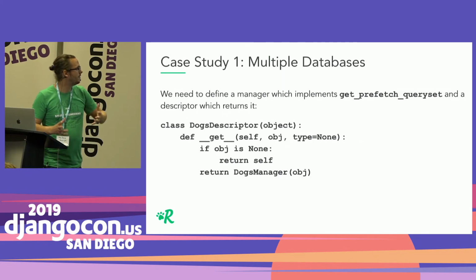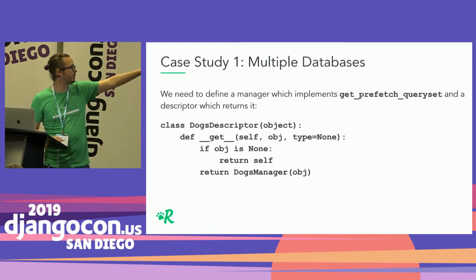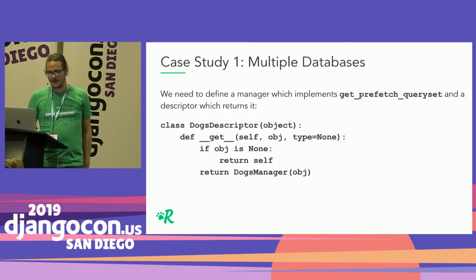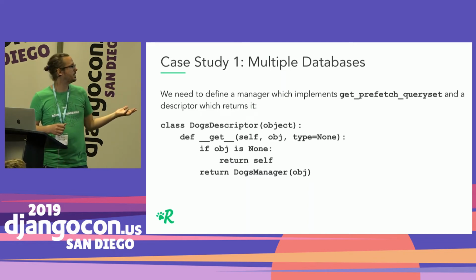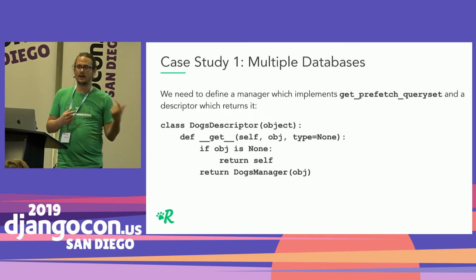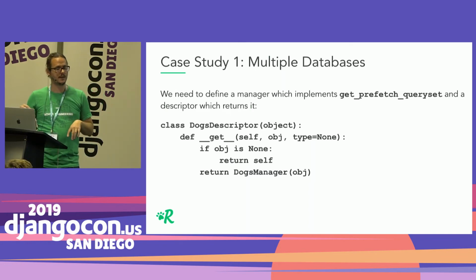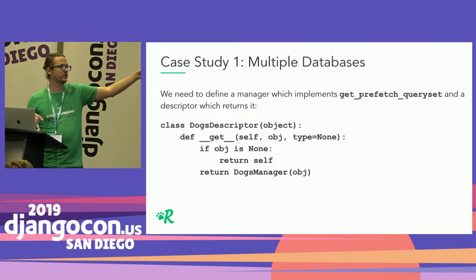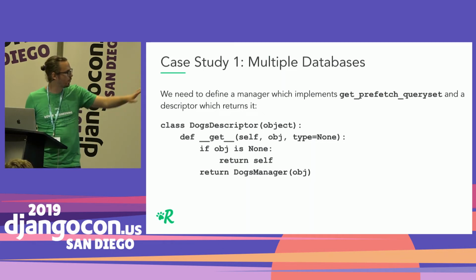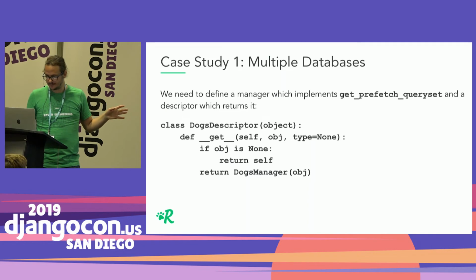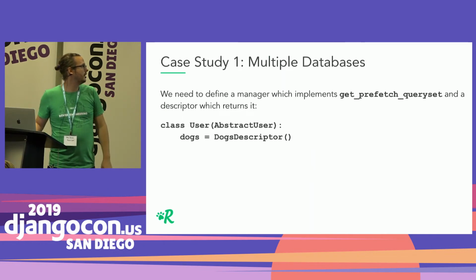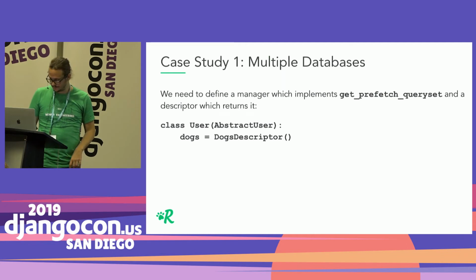The next piece in this puzzle is a descriptor. This implements the __get__ method. When it is accessed from a class, so capital User.dogs, it will return the descriptor. But if it's accessed from a user instance, like lowercase user.dogs, it returns one of these dog managers. And we'll pass in that instance so it knows which particular user you're talking about. And then finally, we set this dogs to be our dogs descriptor on the user.